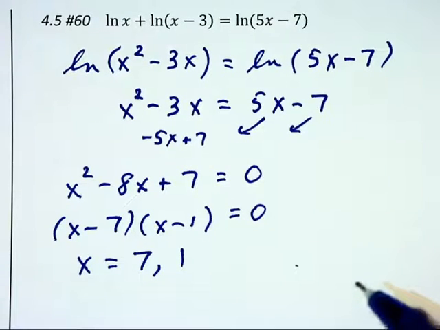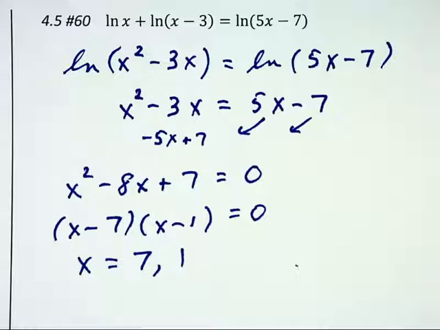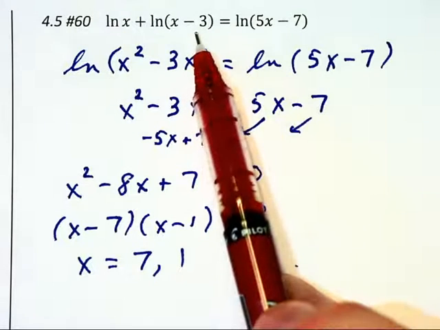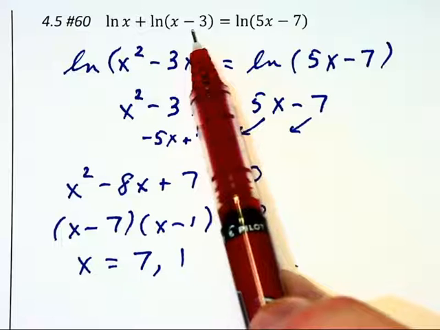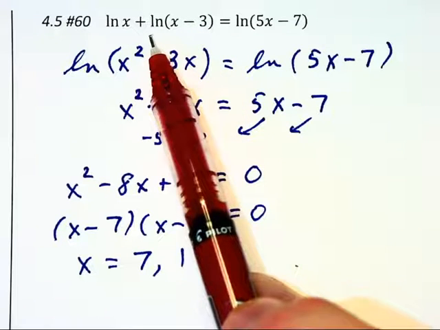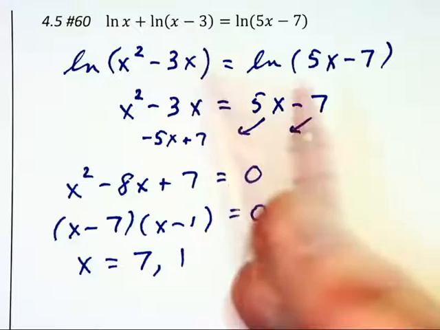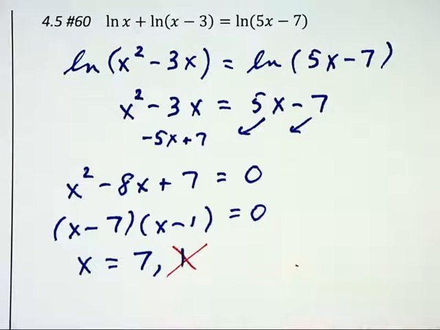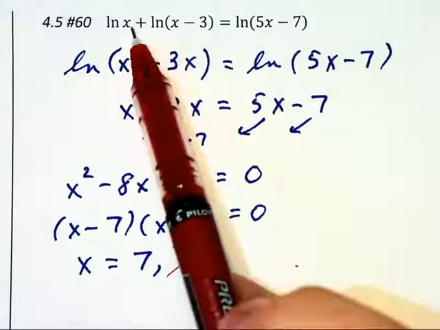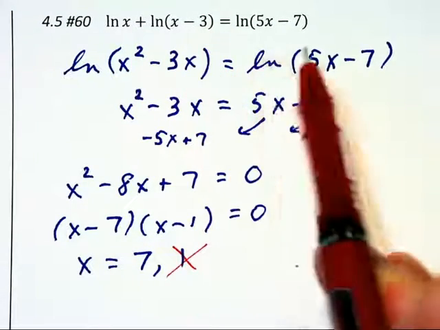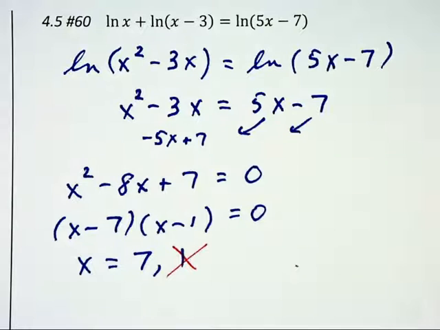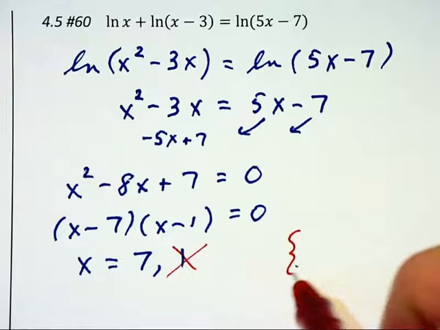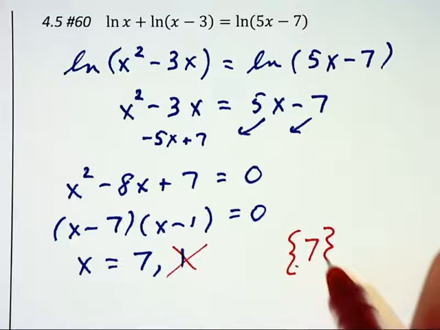Now we need to check each of these answers, and the main thing we want to check is to make sure that we don't get a negative or a 0 inside of a logarithm. Well, both of these are positive numbers, so we're already pretty safe. But notice when you substitute 1 into this second natural logarithm up in the original problem, you get the natural log of 1 minus 3. That's the natural log of negative 2, which will not work, and we need to cross that answer off. Now, natural log of 7, 7 minus 3 is 4, we're safe there. 5 times 7 minus 7, that's positive, all's well there. So our sole answer to this problem, our solution set, is the number 7.